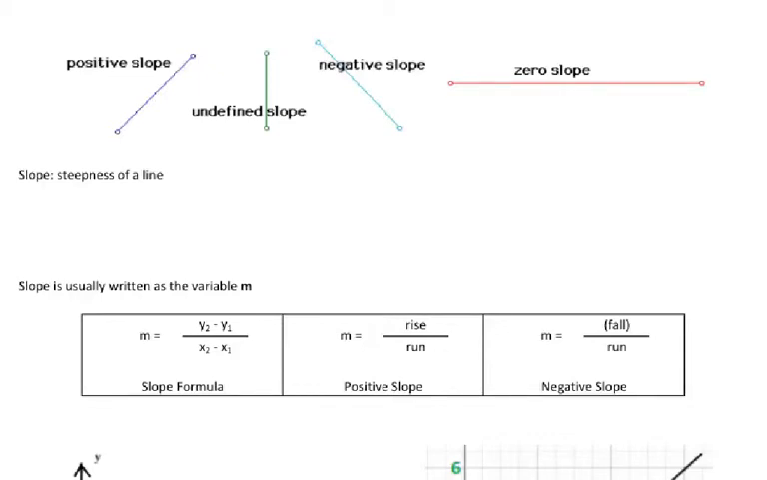Okay, in this video we're going to talk about slope, and there's 4 different types of slope. There's positive, negative, undefined, and zero. So let's start there.